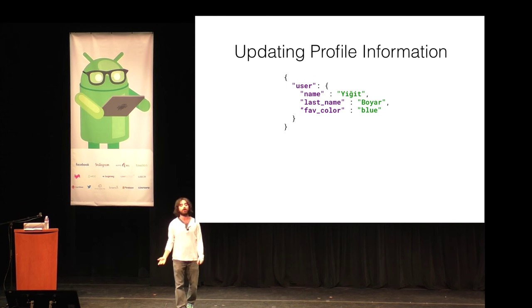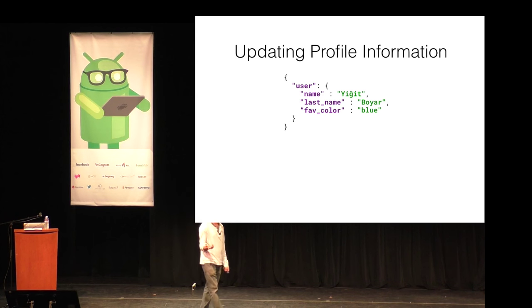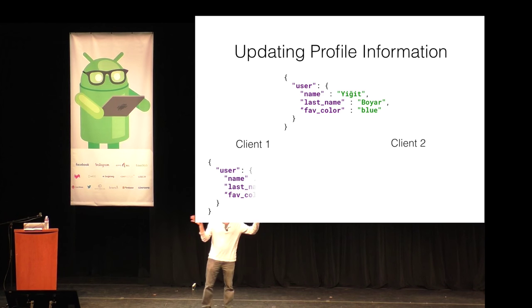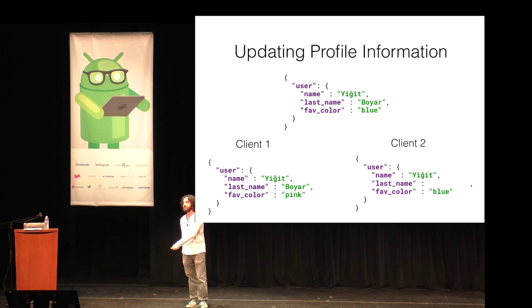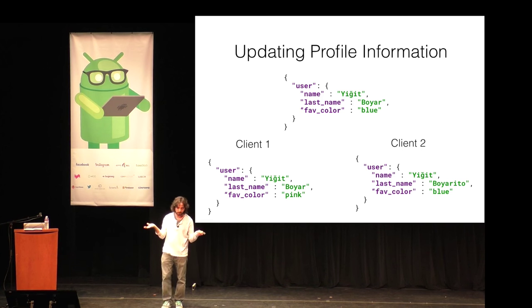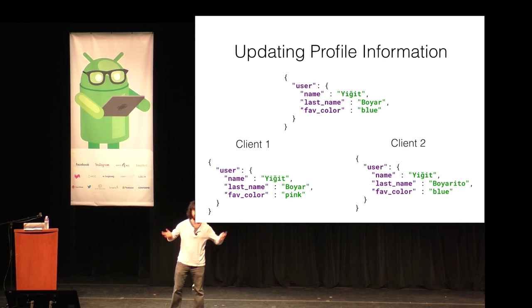But of course, what if you are updating your profile information? Now I have my data here, I have two different clients, and one of them changes my favorite color, the other one changes my last name. What do I do? Because I told the user both of them are good. Now, there is no perfect solution for this. There is no solution for this. But for your use case, you can come up with some solutions.